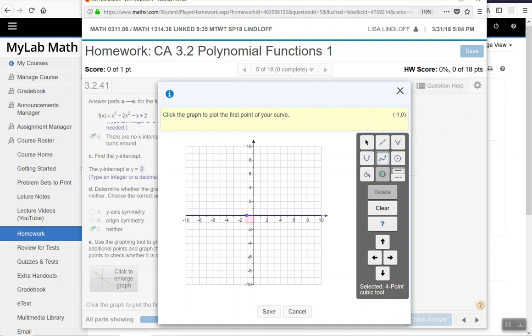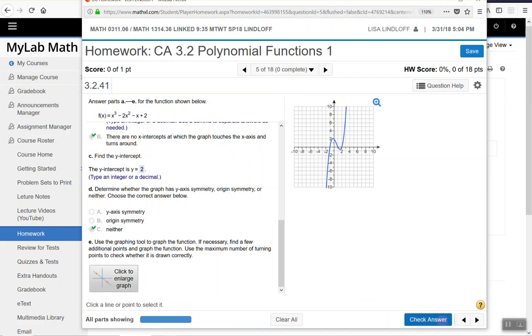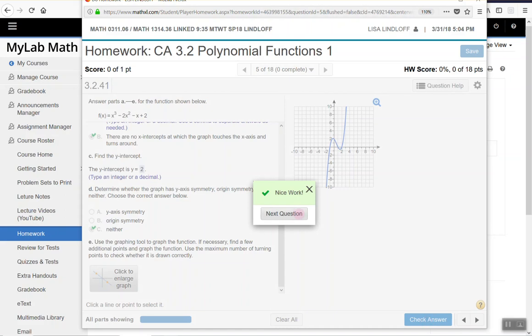So it was -1, +1, +2, and also +2 there. Okay, so I did my intercepts and I did the y-intercept. Save it, check it, and we're correct. Okay, so that's how you will graph these. I like to graph the x-intercepts first after I've chosen the right shape, and then the y-intercept.